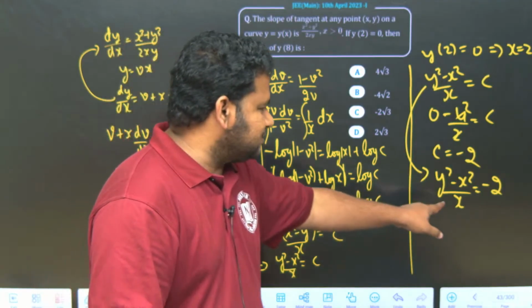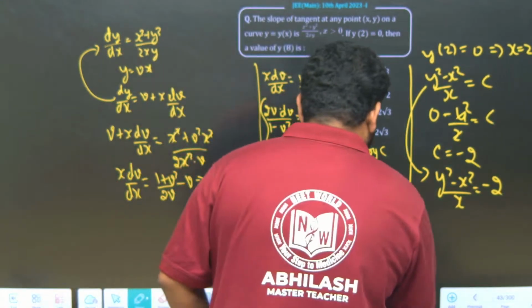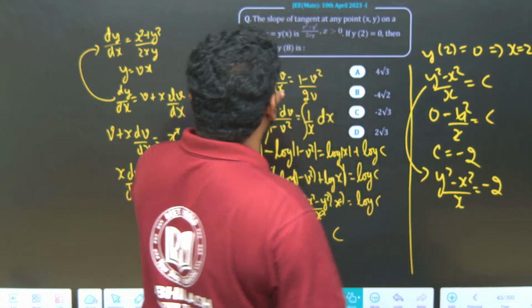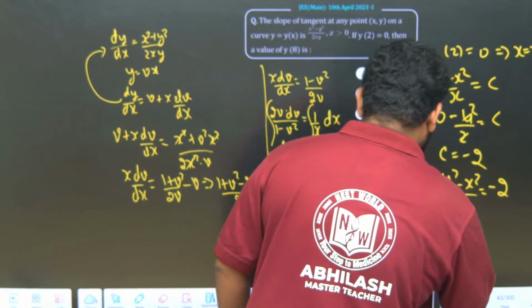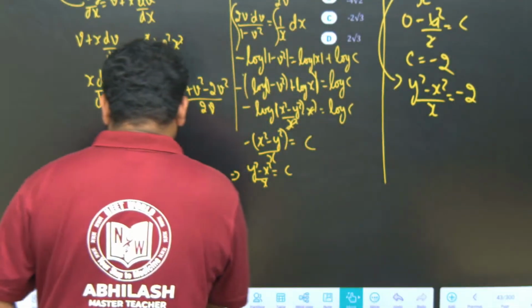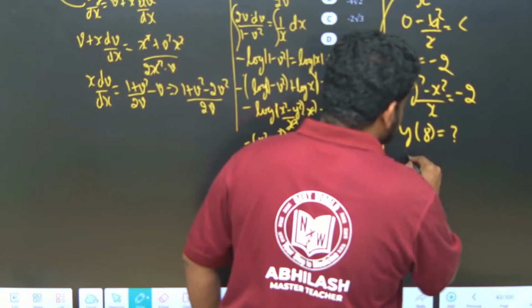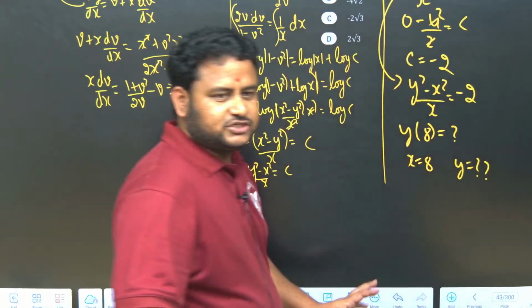So y square minus x square by x is equal to minus 2. Now what can you do here? They are asking us to find y of 8. They are asking us to find y of 8. So y of 8 you have to find out. That means when x is equal to 8, what is y? That is the question that they are asking.